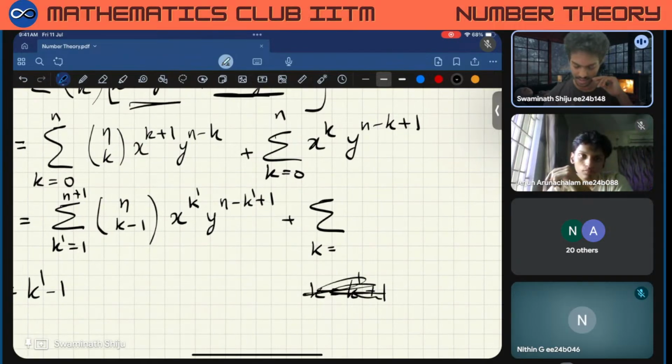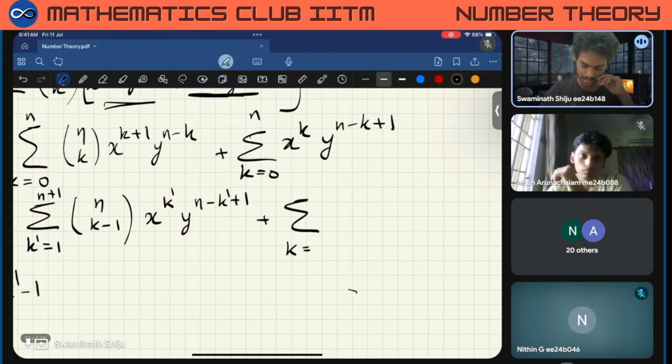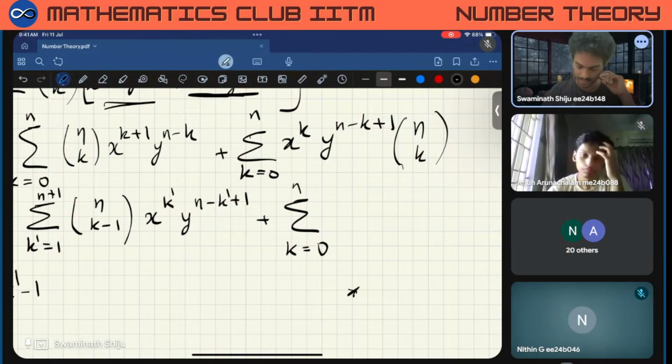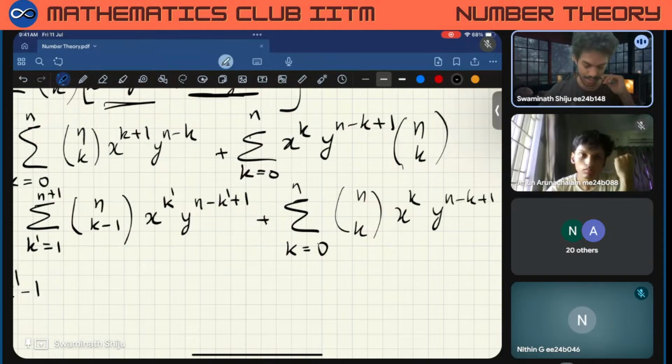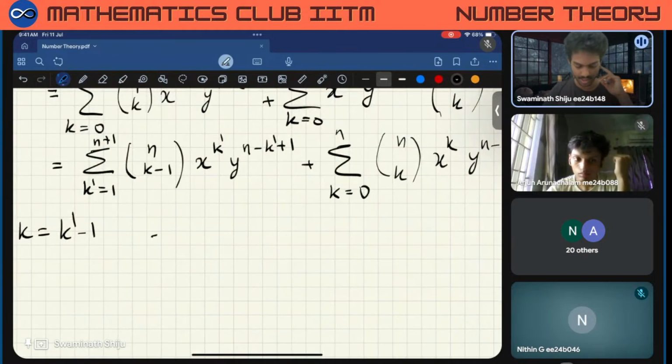Oh no, just leave it like that. It's fine, right? Yeah, just leave it like this. It'll be n minus k here, n choose k, x power k, y power n minus k plus 1. Okay. Yeah. So now you bring these two together.